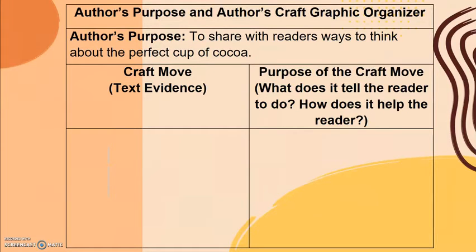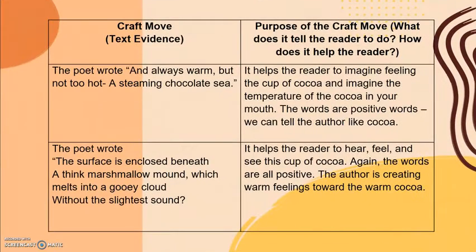Let's look at the author's purpose and author's craft organizer. What would I say about the author's purpose for writing this poem? Well, the author wrote this poem to share with readers ways to think about the perfect cup of cocoa. Now I have to think about text evidence, or craft, the way the author wrote this. So the poet wrote, and always warm but not too hot, a steaming chocolate sea. So the purpose of that line, what does it tell the reader to do? How does it help the reader?